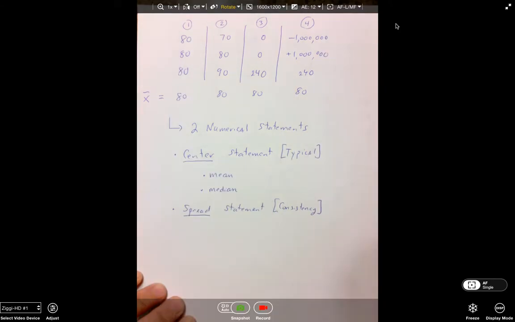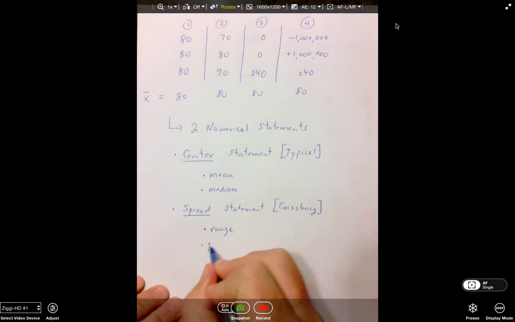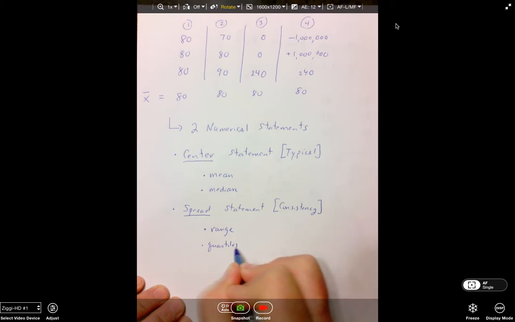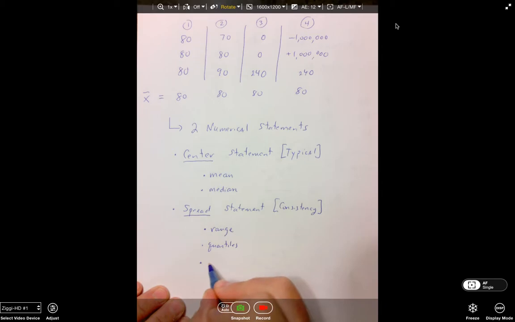Things we're going to look at are the range. We're going to talk about quartiles. And we're going to talk about something called a standard deviation. Now, the standard deviation ends up being a formula that's really, really ugly.